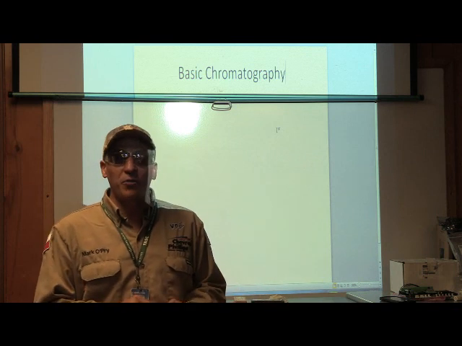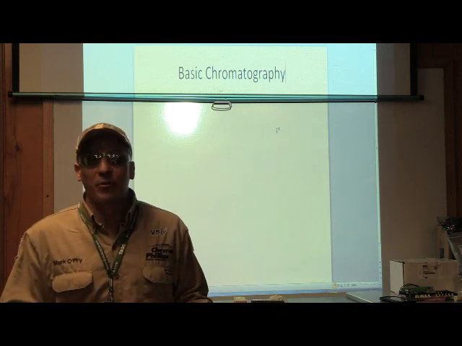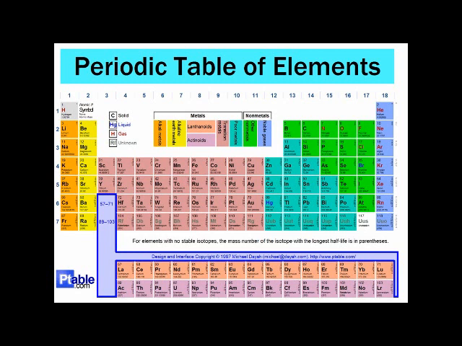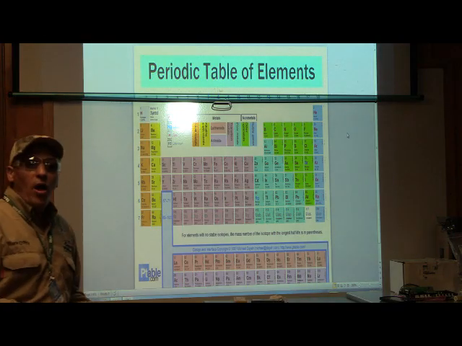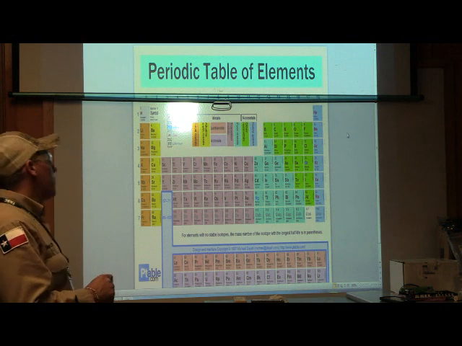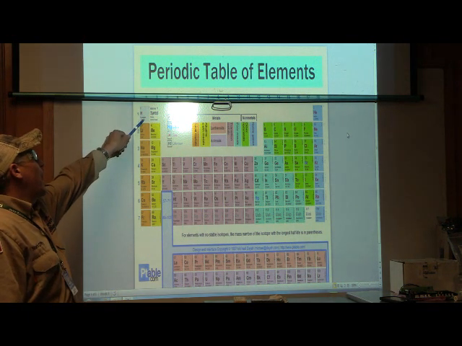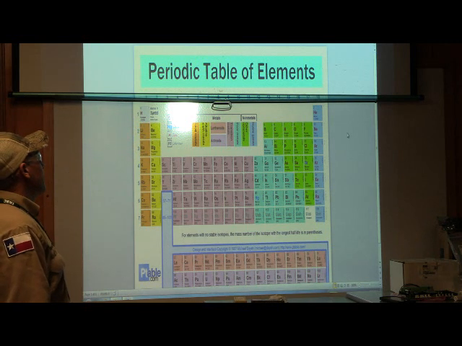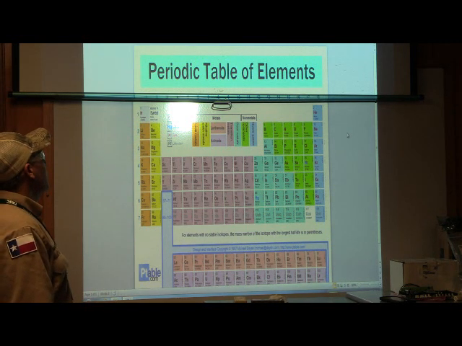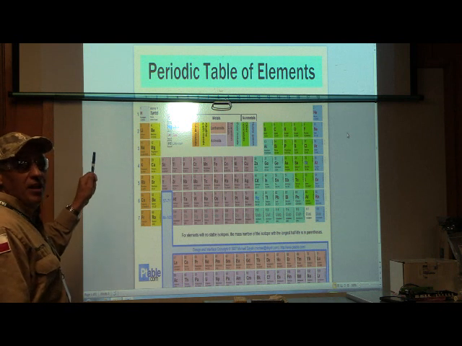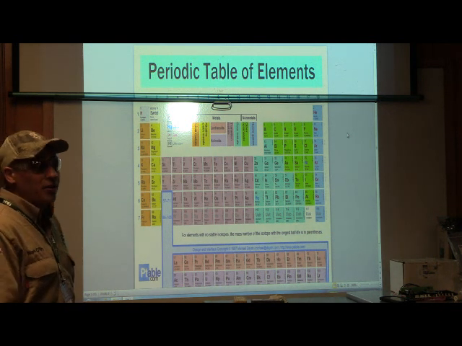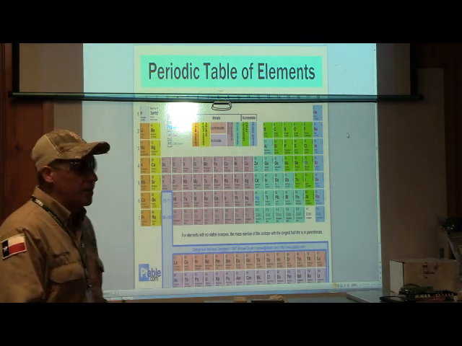All right, well, first thing we need to do, let's go ahead and get that periodic table out. Number one on the periodic table, smallest, lightest, tiniest guy, hydrogen. Hydrogen, H. Hydrogen has one proton, one electron. You do not get any smaller than hydrogen.